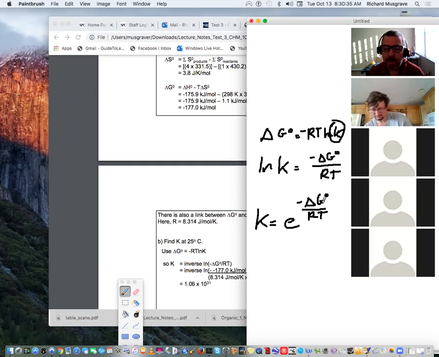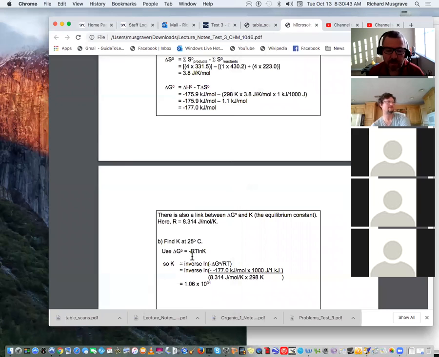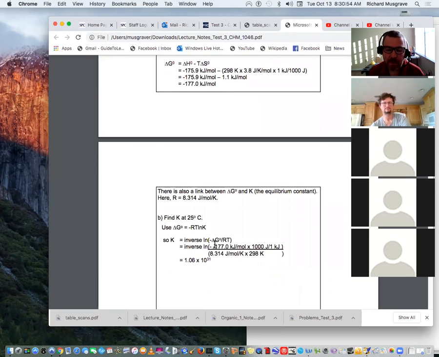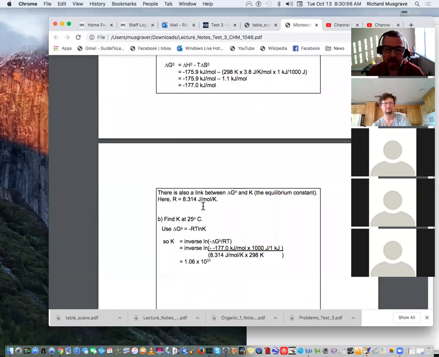You do the inverse natural log to both sides, and that's why it's e to the power of negative delta G naught over RT. I haven't got that written down here on the slide. I've just got inverse ln, which is the same as e to the x. We've got a value of R, and the value of R is 8.314 joules per mole per Kelvin. That's again a value you're given, you don't have to memorize that.